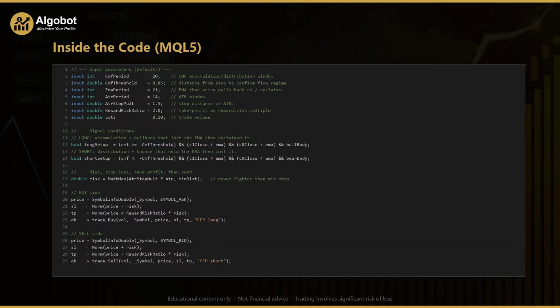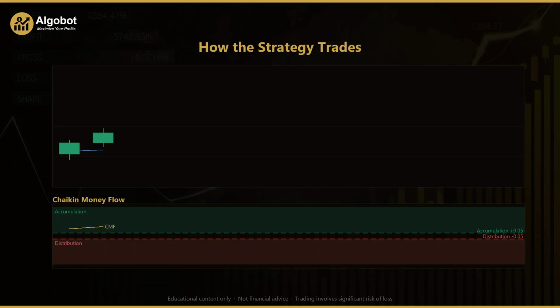Underneath, the risk distance is the stop multiplier times the average true range, but never tighter than the broker's minimum stop. On the buy side, the code takes the ask price, places the stop below it by that risk, and sets the take profit above by the reward to risk ratio times the risk, then calls trade.buy. The sell side is symmetric. It uses the bid, places the stop above, sets the take profit below, and calls trade.sell. Same structure, opposite direction. Let's walk through this chart candle by candle and watch the strategy trade both directions.